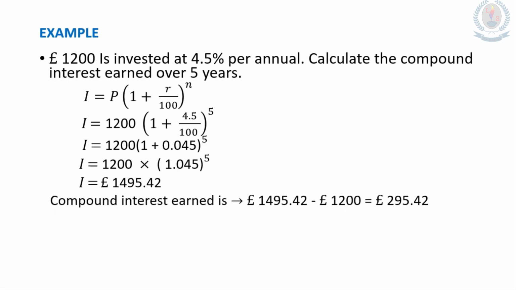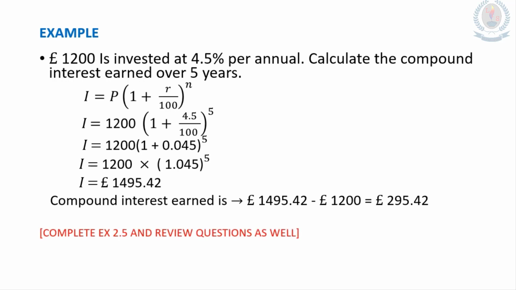Here they ask for the compound interest earned. You have to find it. How can you find it? 1,495.42 pounds, you want to subtract the first amount they have invested, 1,200. You have to subtract those two numbers. Then the final answer is 295.42 pounds. That is the final answer for compound interest.